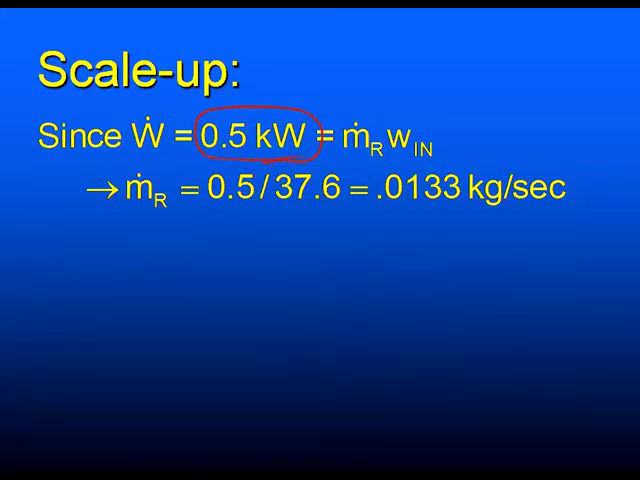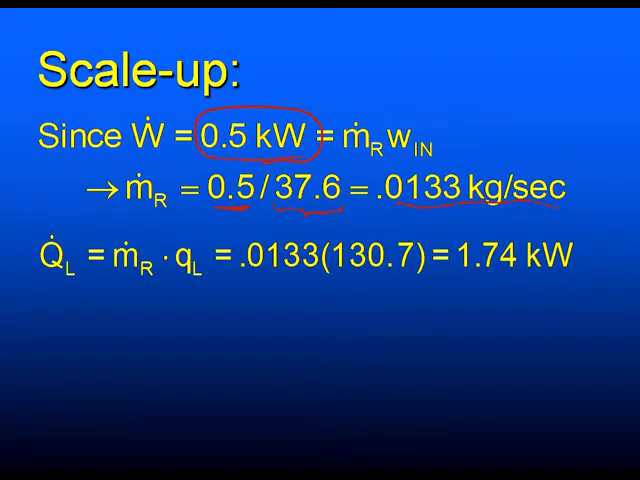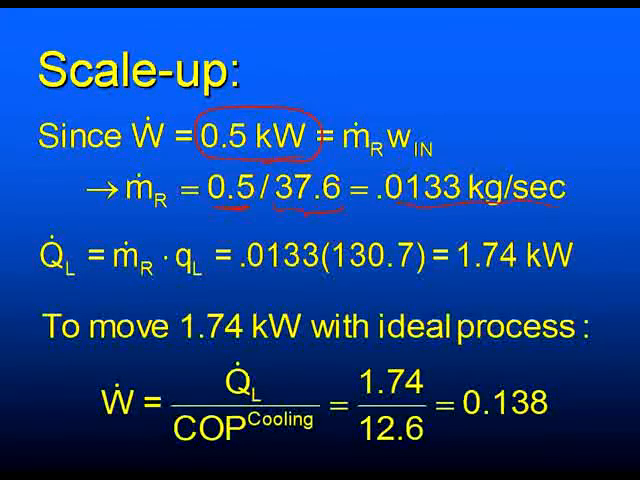If we take that 0.5 kilowatts and divide by the delta H, or the work across the compressor, we find that we can move 0.0133 kilograms per second of refrigerant. Once we know the mass flow of the refrigerant, everything else will scale to that. So we can find the QL, mass flow times the heat per mass, 1.74 kilowatts that we've moved.